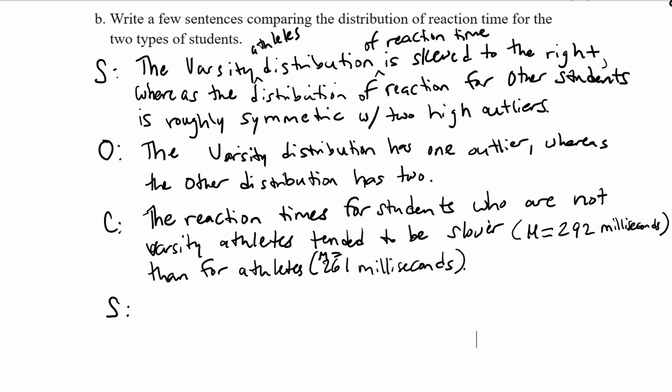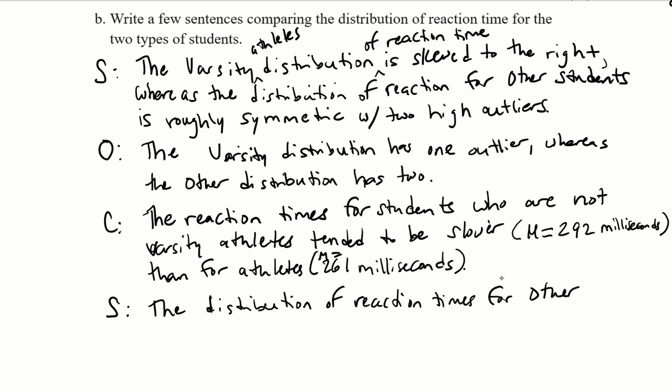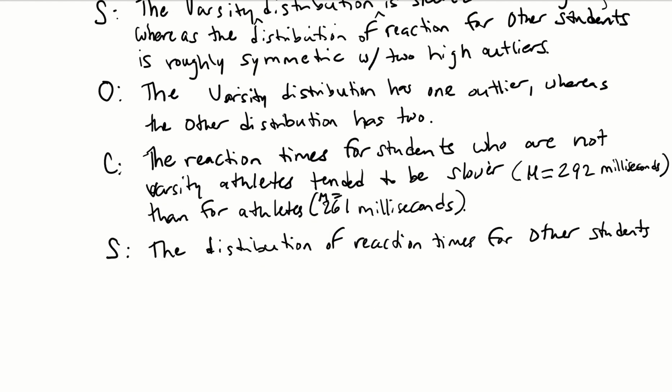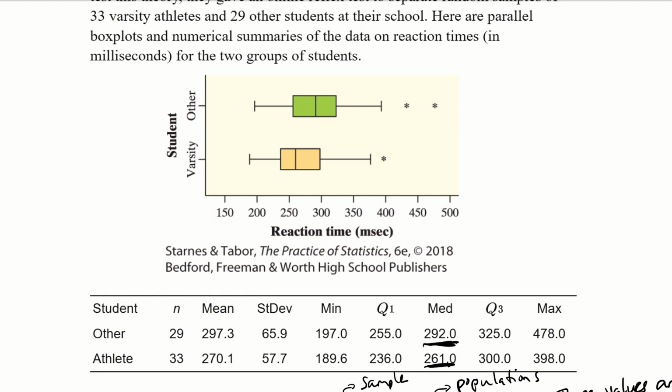Now we're going to look at the spread, right? So the distribution of reaction times for other students. Now let's look at it. So is it going to be bigger or smaller? It looks like the other is more spread out, right? In fact, we're going to report the interquartile range because remember, we have some skewness to the results, at least for the varsity, and the other also has some outliers. Even though it's approximately symmetric, it does have some outliers. We're just going to report the interquartile range here.